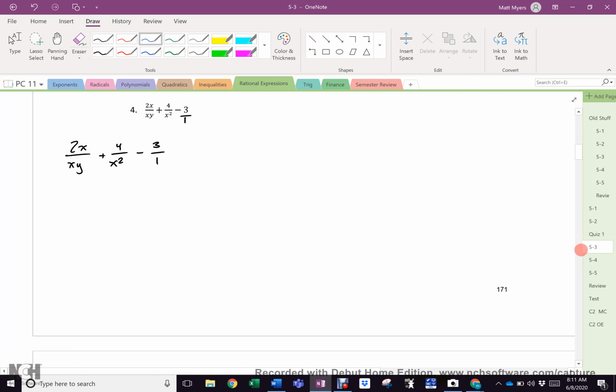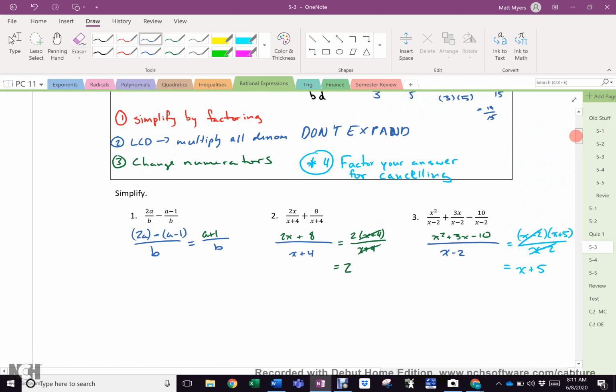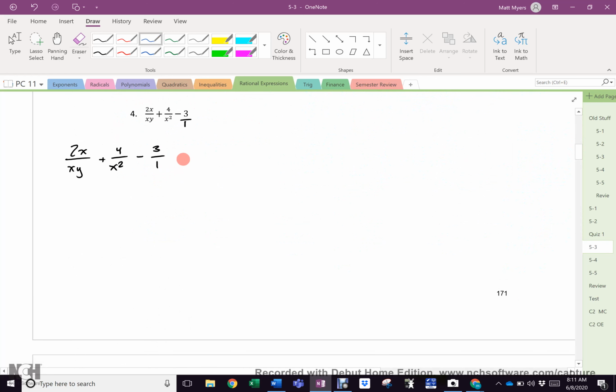Now there's no factoring to do, so we got to get our lowest common denominator. Well, I multiply them all together. X squared times xy. So then I got to change my numerators. This guy has the xy, you can see right there and right there. So this guy needs an x squared. This guy, x squared, so this guy needs an xy.